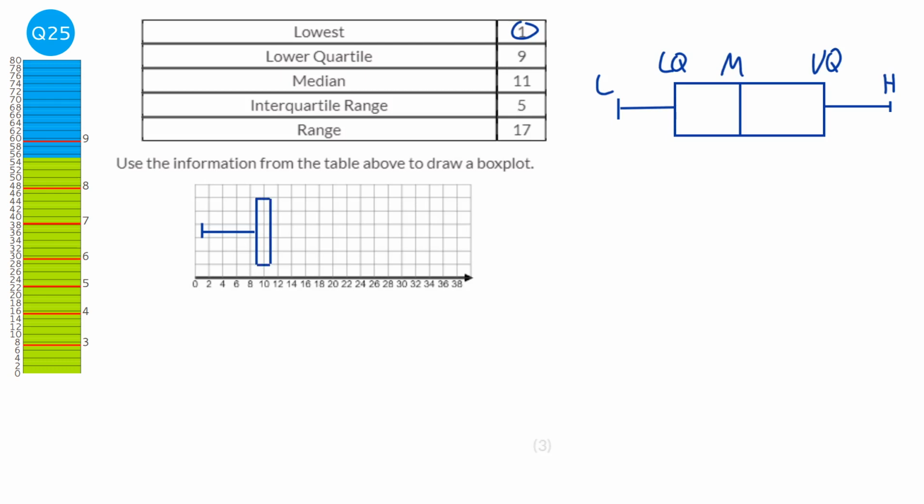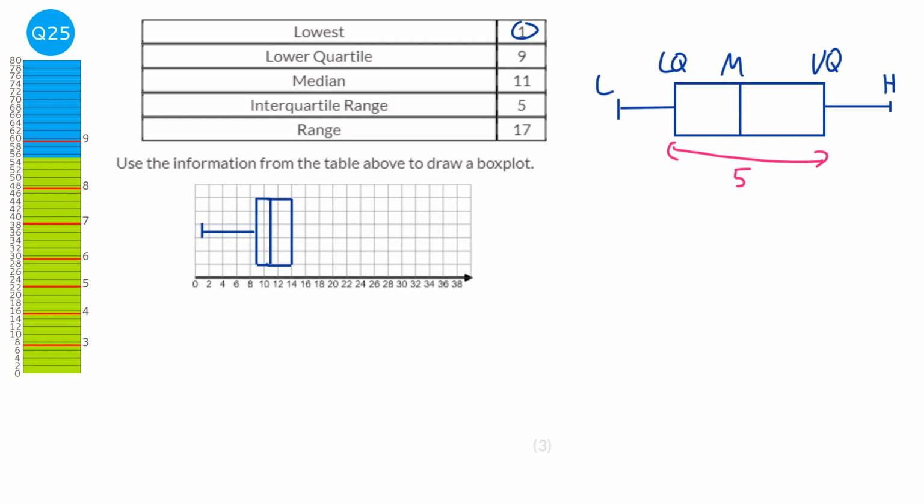Now it says the interquartile range is 5. The interquartile range is the distance here, so that's 5. So it's going to be 5 more than the lower quartile. If the lower quartile is at 9, it would be 9 plus 5, which will be 14. So if we get our line at 14, and then complete our box plot. Here we go.